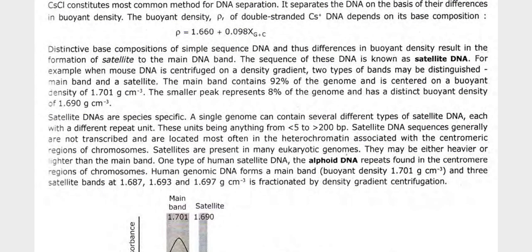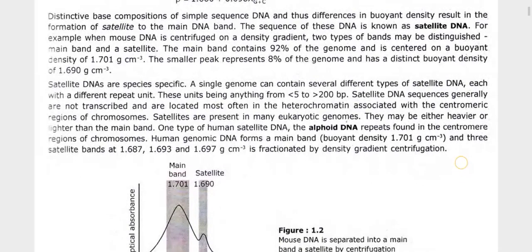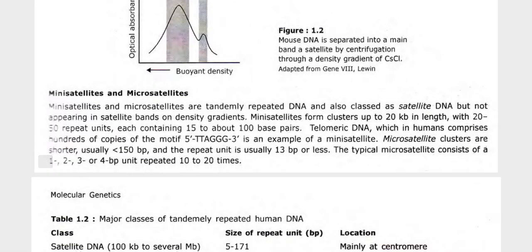They may be either heavier or lighter than the main band. One type of human satellite DNA, the alphoid DNA, repeats are found in the centromere regions of chromosomes. Human genomic DNA forms a main band, buoyant density given, and 3 satellite bands are also shown. Mouse DNA is separated into a main band and a satellite by centrifugation through a density gradient of CsCl.